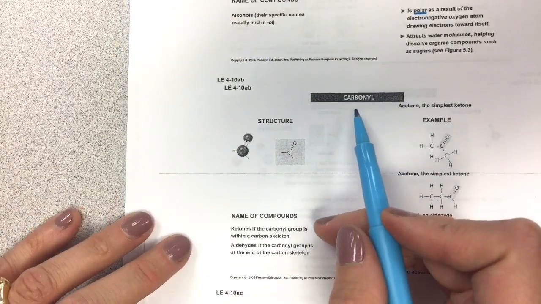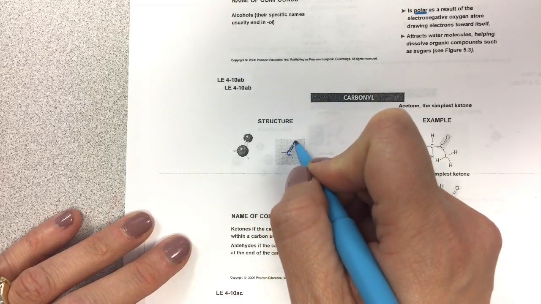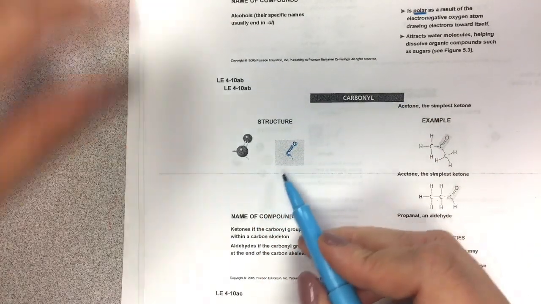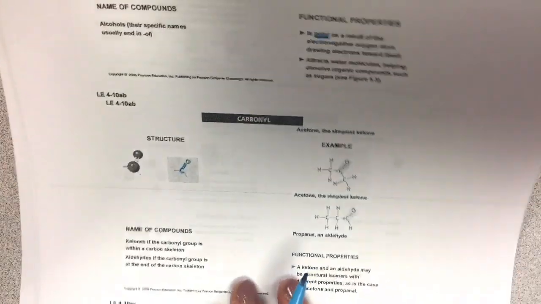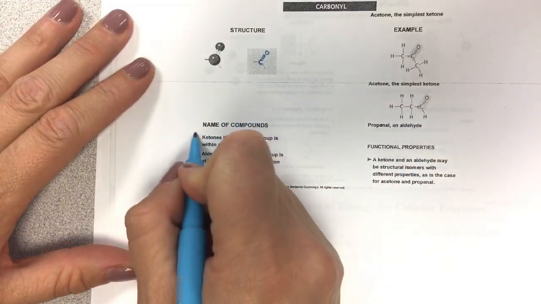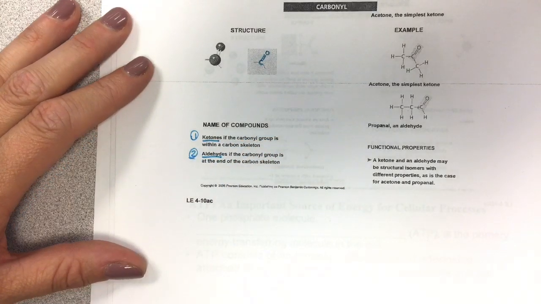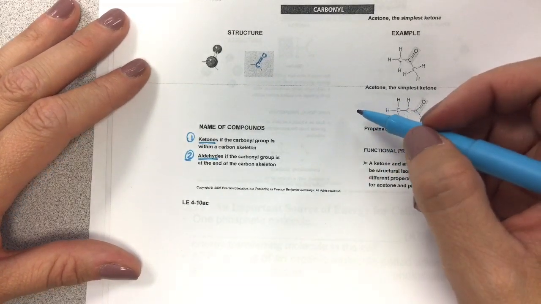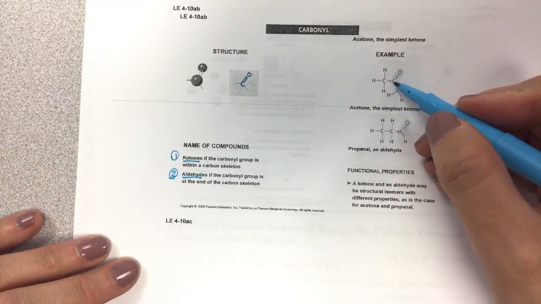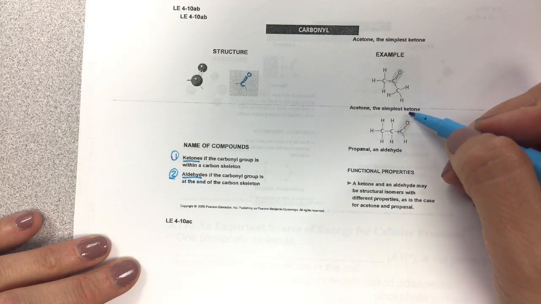The carbonyl functional group has a carbon with a double bond to an oxygen. So that's what it looks like physically. There are two different names. The names of the compounds could be either a ketone or an aldehyde. When we look at this, it depends on where the carbonyl group is. We have two different examples here, and notice that this says this is a ketone here.